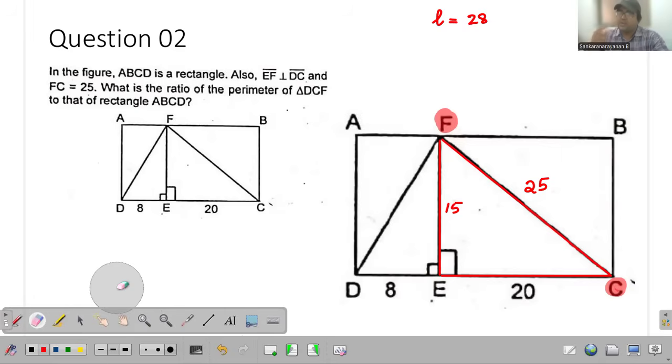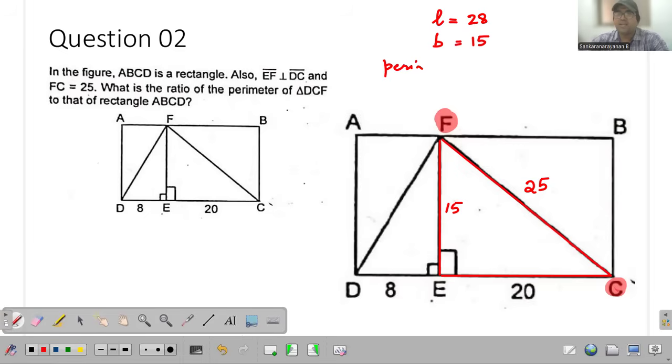Otherwise, you can do 25 square minus 20 square. You will get it as 225. Square root of 225, you will get it as 15. That way also you can do. But the better method will be remembering the Pythagorean triplet and then working out the question. So I have understood that here the breadth of this particular rectangle ABCD is equal to 15. So with this, can you not find the perimeter of this given rectangle?